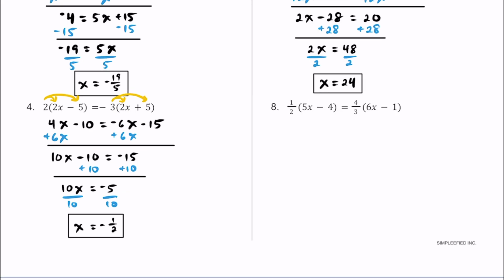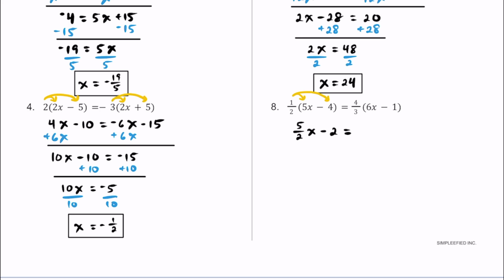Finally, for number 8, we have 1/2 times the quantity of 5x minus 4 is equal to 4/3 times the quantity of this 6x minus 1. First, I'm just going to go ahead and distribute this 1/2. There are some different strategies you can try for this problem, but I'm going to go ahead and just keep consistent with what I did in all the others. Half of 5 is just going to be 5/2, so I'm going to have a new coefficient of 5/2 x, and then half of this negative 4 is going to be a negative 2.